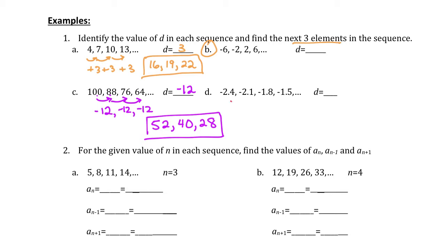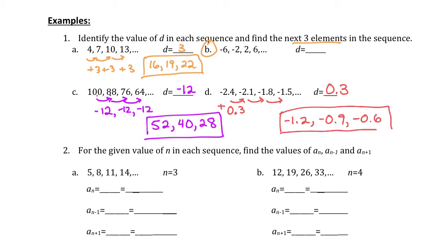Like I said, this one is increasing, so I'm going up. I'm actually adding, I'm getting closer to 0 here. So I'm adding, it looks like 0.3 each time. So my common difference here is 0.3. And then my next 3 terms, negative 1.5 plus 0.3 would give me negative 1.2, and then negative 0.9 and negative 0.6. Now, you're at home, so you are free to use a calculator if you need to.